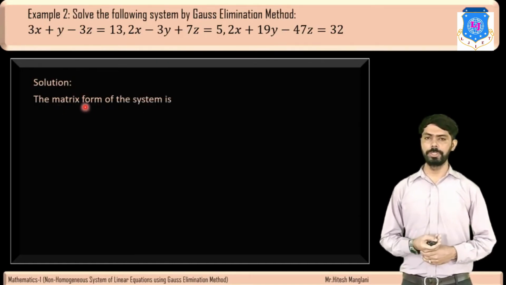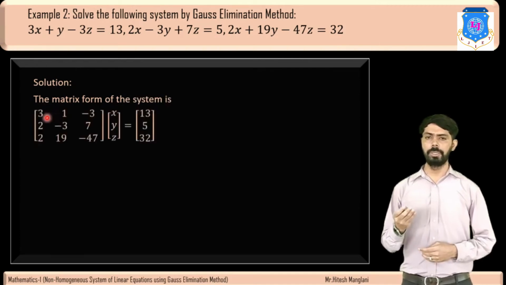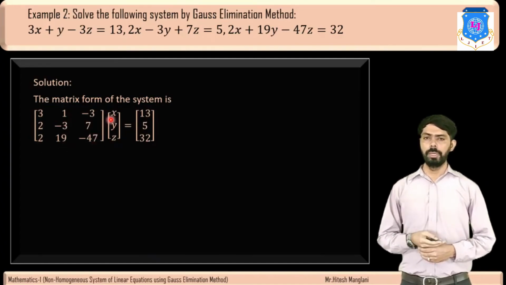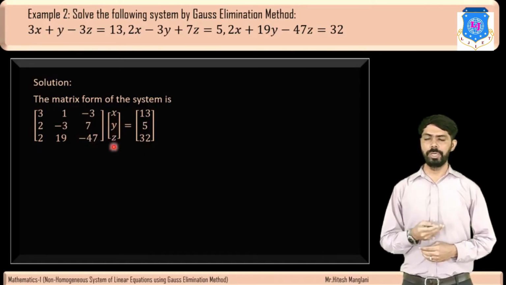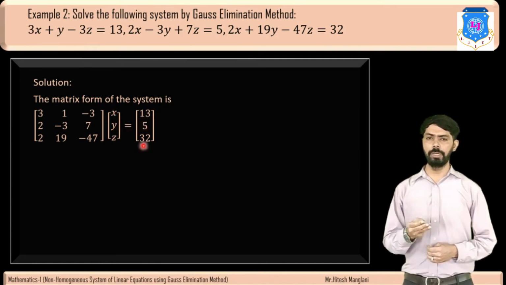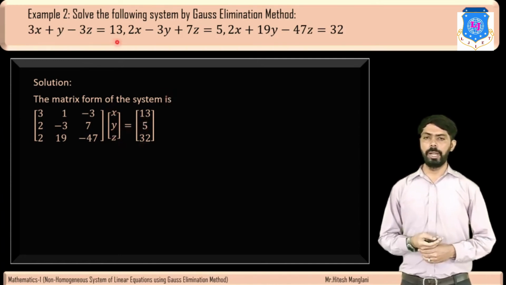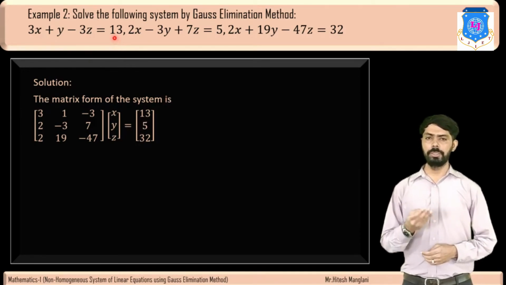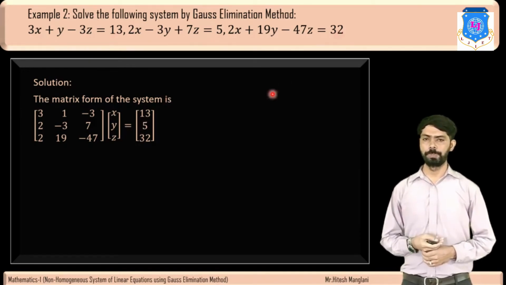So the matrix form of the system is given by [3, 1, -3; 2, -3, 7; 2, 19, -47] into [x, y, z], because as you can see, there are three variables x, y and z, and it is equal to [13, 5, 32], because if you look at the right hand side of the equations, the values are 13, 5 and 32.